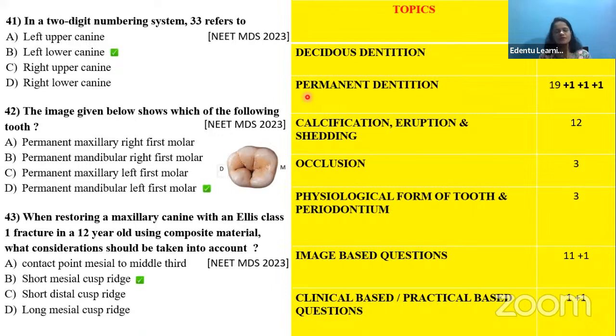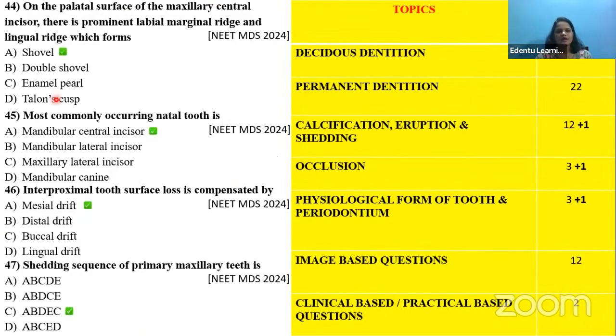Usually we think that we can get clinical based questions from the clinical subjects like ortho, endo, and prosth and all like that. But now the trend is again changing. You can expect more such clinical or application based questions from these basic science subjects also. So you should be thorough with your concepts, so that whichever way they ask the questions, you are able to answer it.